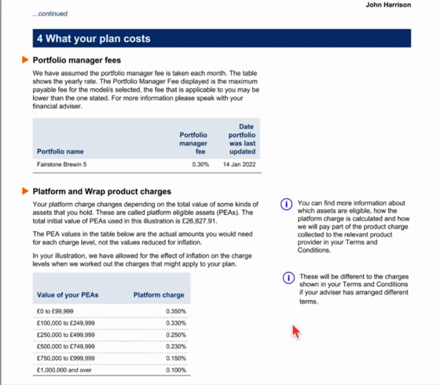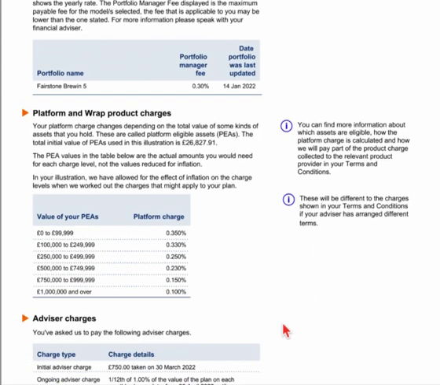The platform charge starts off at 0.35% per annum, and this is based on a value of up to £99,999. And as you can see here, as the fund value increases, the platform charge reduces each time the next step is achieved. So it starts off at 0.35, and if the fund was to get to over £1 million, the fund charge on anything over £1 million would be 0.1%. So as you can see, it does come down the more money is invested.